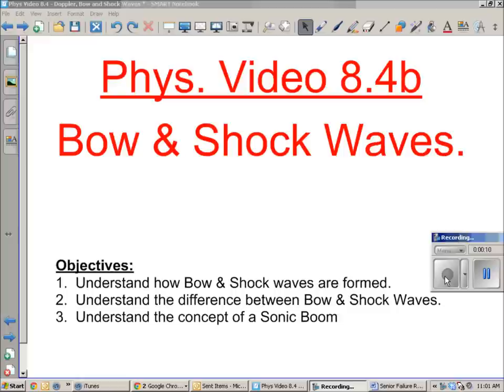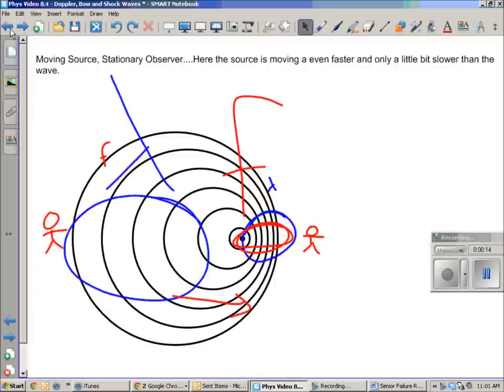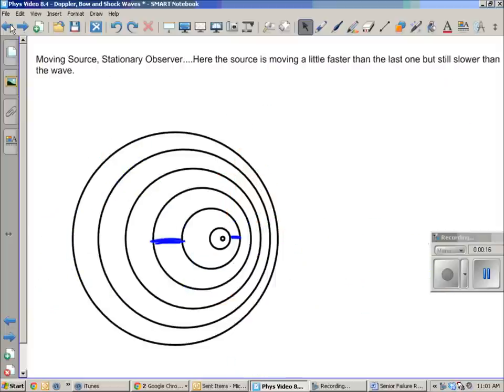So in the last one, we were talking about what happens if the source of your waves is moving. And what we found was you get this crazy pattern where, as the source moves, it's sort of chasing after the waves that it creates. But notice, everything we talked about in the last video, the source was still moving slower than the wave that it created, which is why the source, this little dot here in the middle, never got ahead of the circular waves that it was creating.